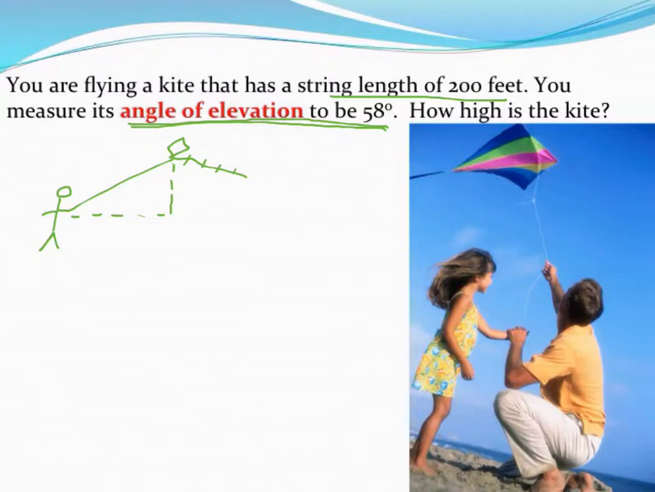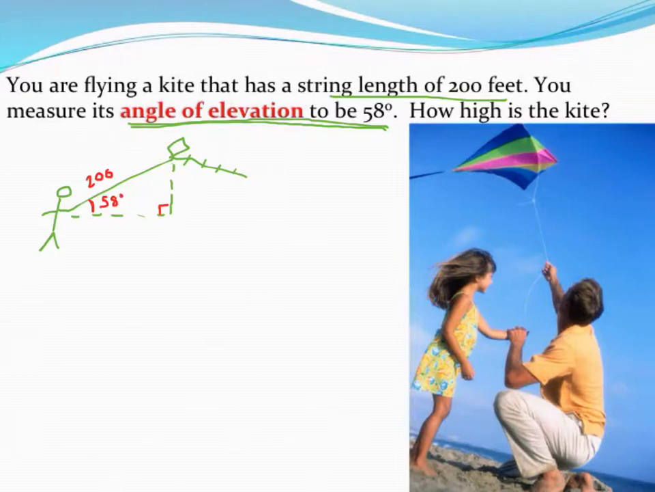Let's go ahead and add some information to this diagram. I know my right angle is right down there. They tell me the kite string is 200 feet. Since I actually have the picture, if I'm not sure where that 200 goes, I can just ask myself, well, where's the kite string? It's right there. So that's 200 feet. The angle of elevation, which is always the angle between the ground and whatever that hypotenuse is going to be, is 58 degrees. So that angle of elevation is always on the ground.